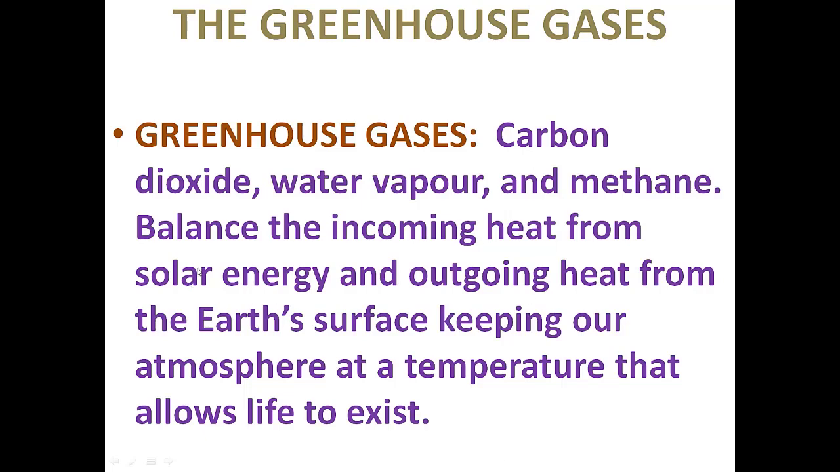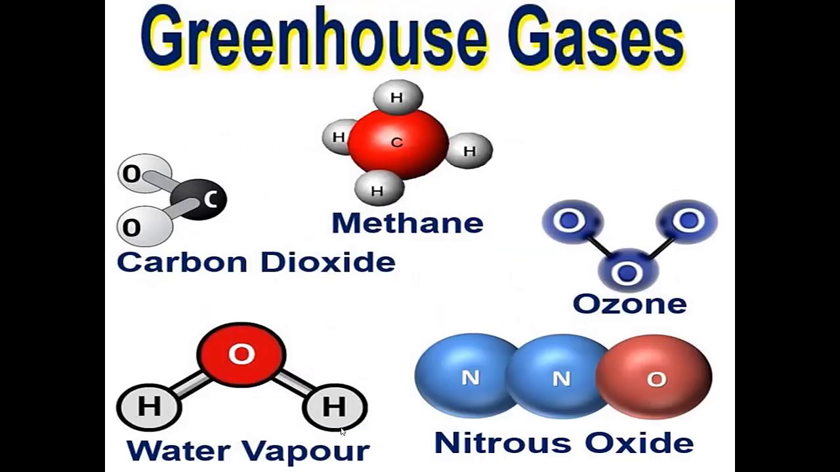We'll again see this balance. The balance is because of the greenhouse gases: carbon dioxide, water vapor, and methane. They balance the incoming heat from solar energy and the outgoing heat from the Earth's surface, which is mostly in the form of infrared radiation. By doing this, they keep our atmosphere at a temperature that allows life to exist. Without these gases, it would be very difficult to maintain the Earth's atmosphere temperature. Some of the greenhouse gases mentioned here are carbon dioxide, methane, water vapor, nitrous oxide, and ozone.